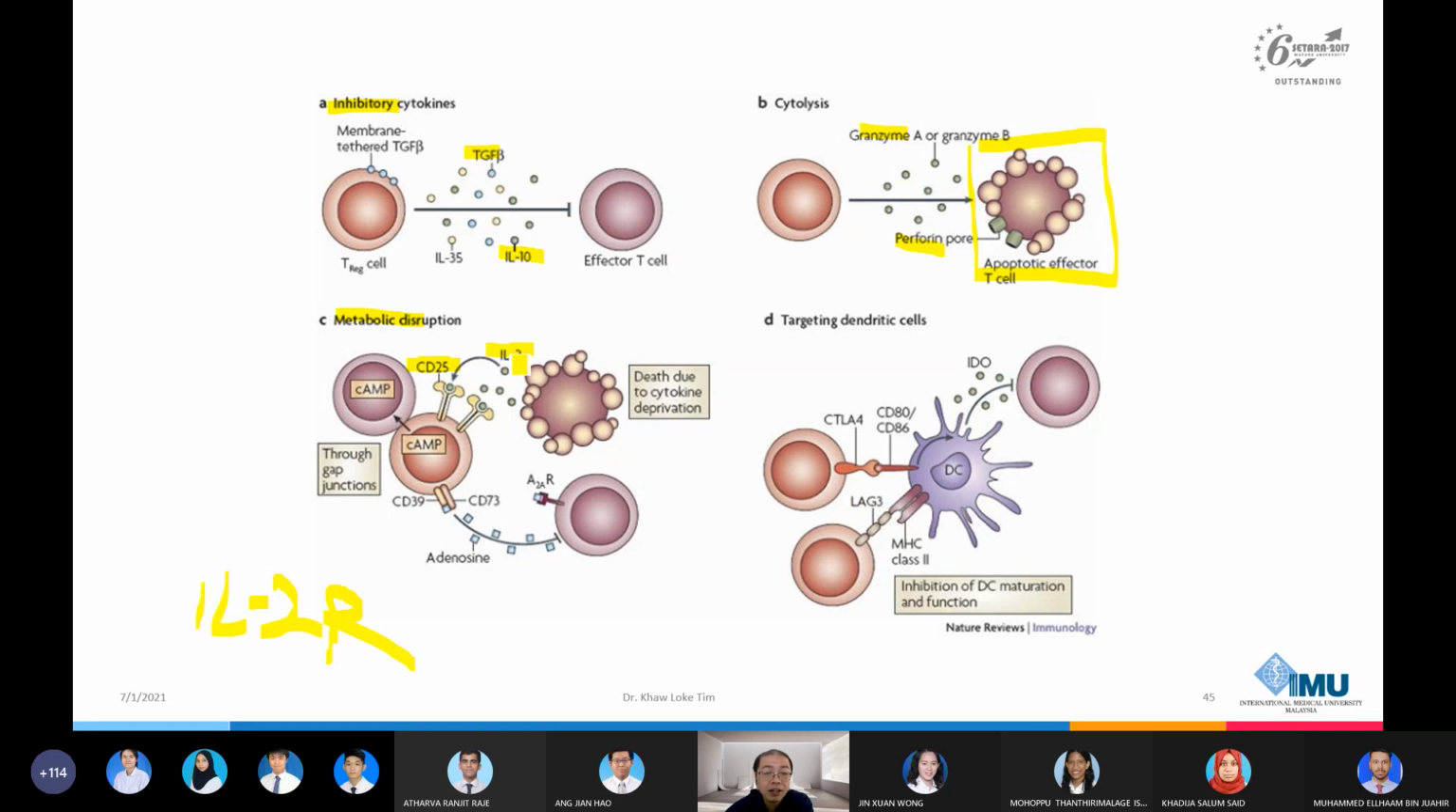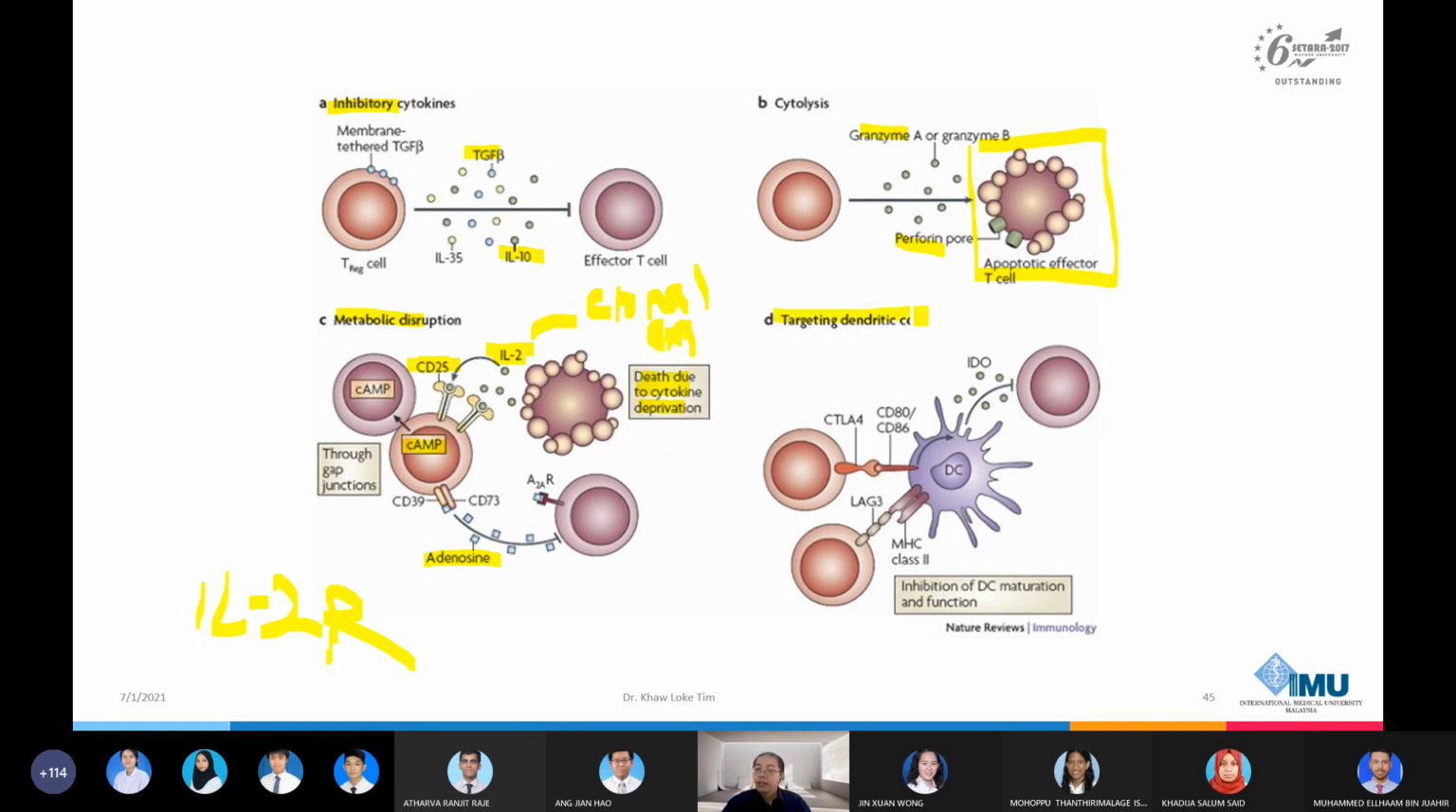And what does IL-2 do? Still remember? Clonal expansion. They're responsible for clonal expansion. So by taking away IL-2, no clonal expansion happens, and what happens? Death due to cytokine deprivation. And you have adenosine and cAMP as well, which they can disrupt. This one takes away the adenosine. So these are just some more mechanisms.